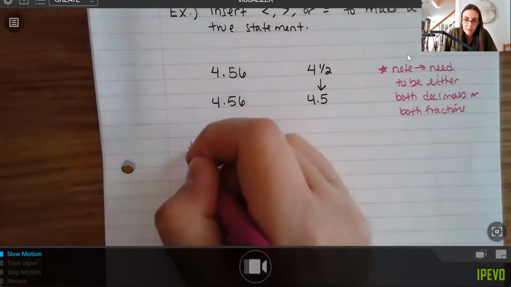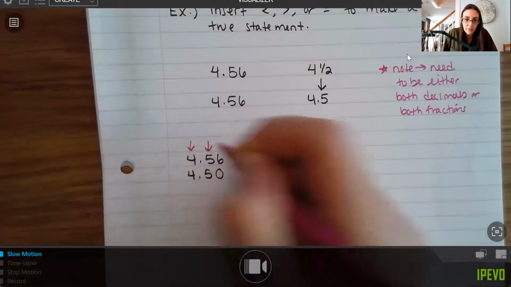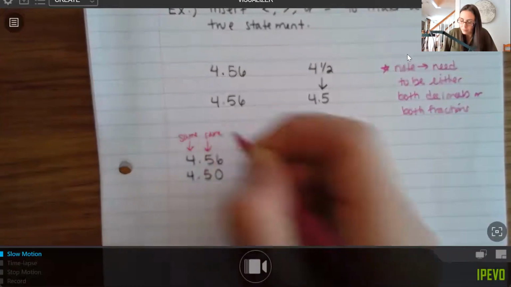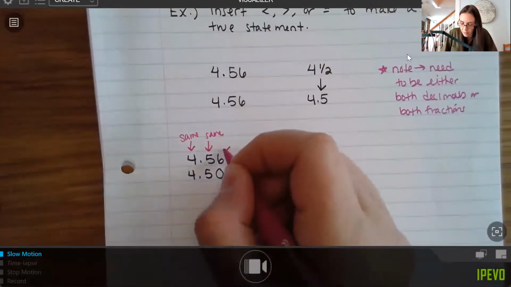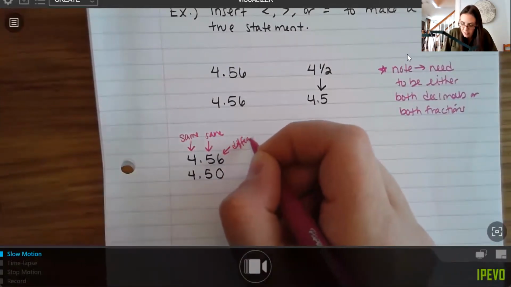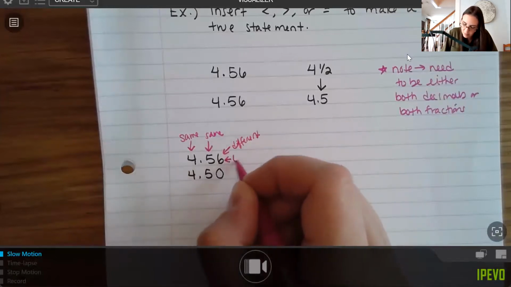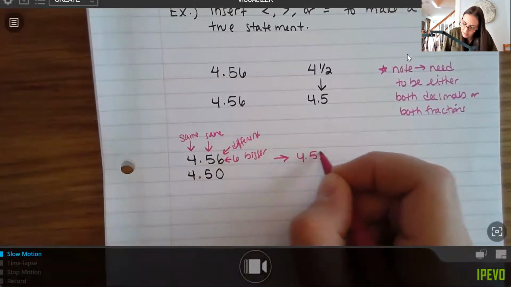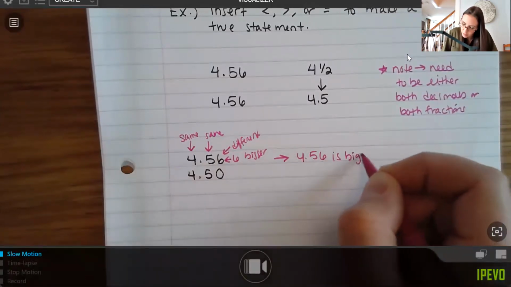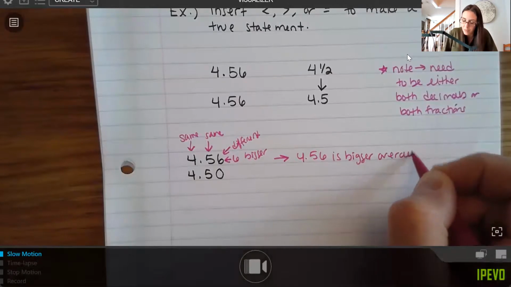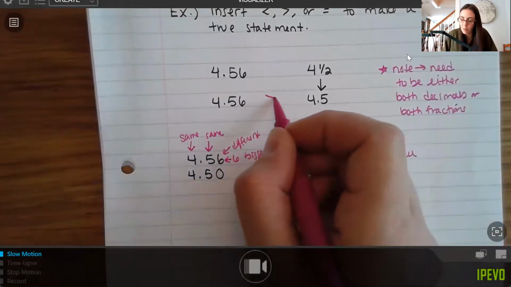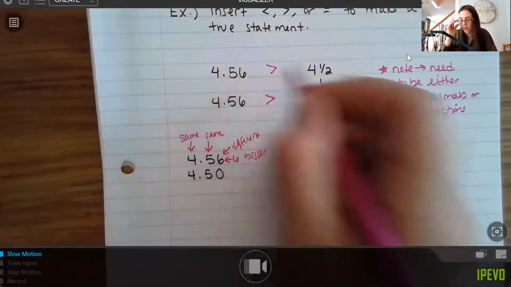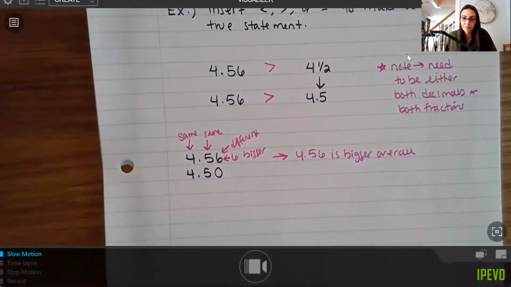So here they're both the same. Here they're both the same, right? So same, same. But now here we have something different, right? I have a 6 and I have a 0. So the 6 is definitely bigger. So if that 6 is bigger, it means that 4.56 is also bigger overall. So 4.56 is bigger than 4.5.